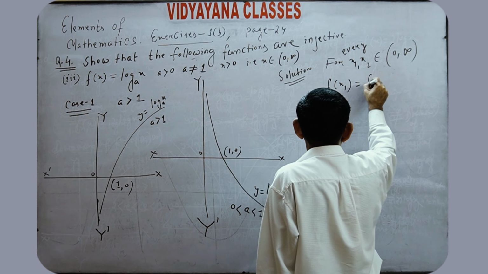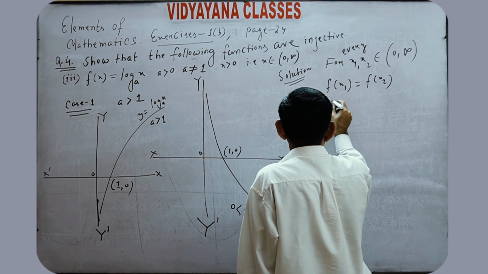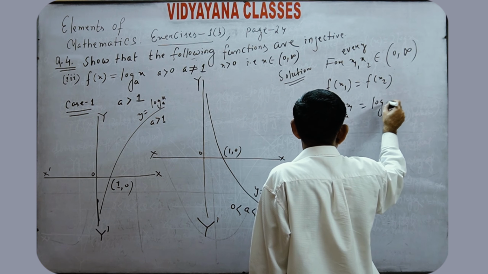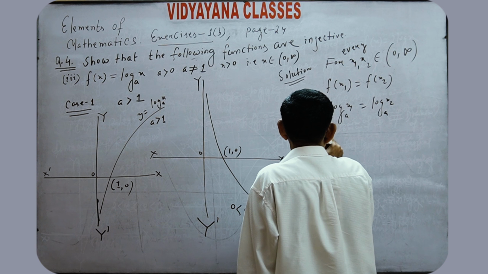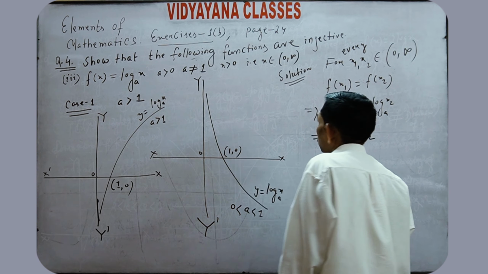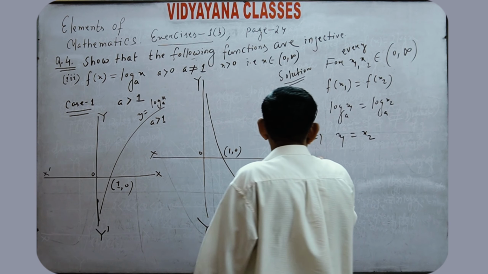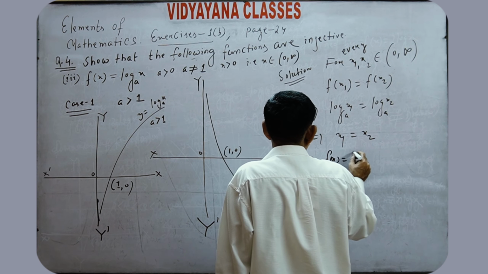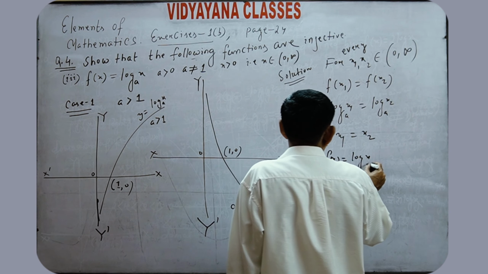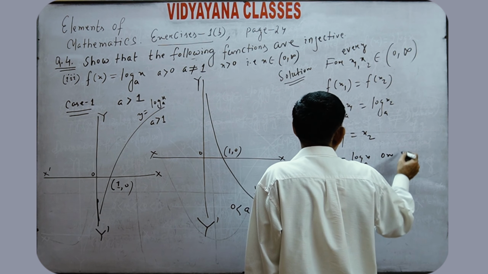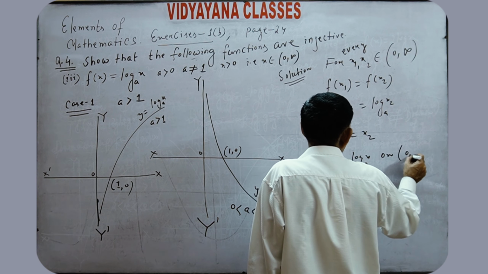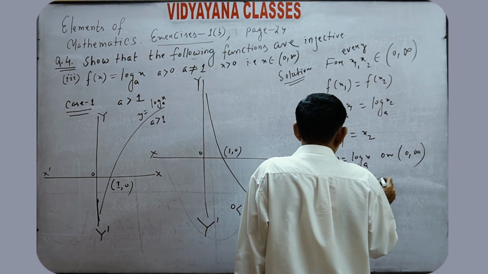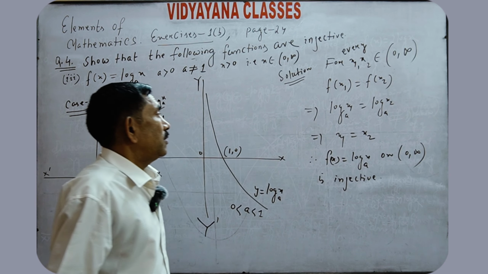f(x1) is equal to f(x2). That implies log x1 base a is equal to log x2 base a. That implies x1 is equal to x2. Therefore, f(x) = log x with base a on (0, ∞) is injective, since it satisfies the definition of injective.